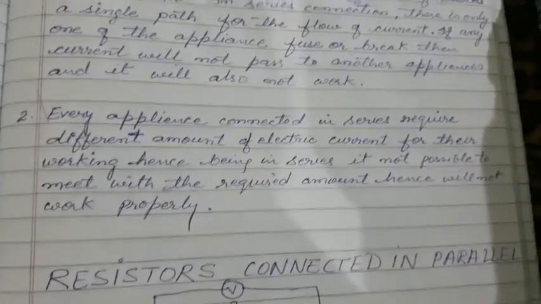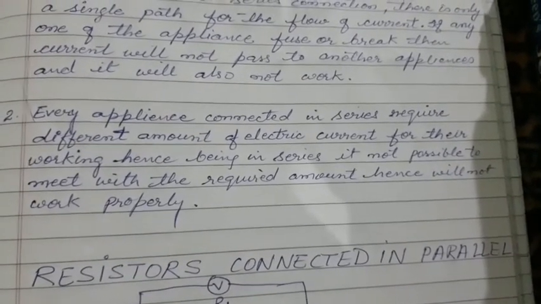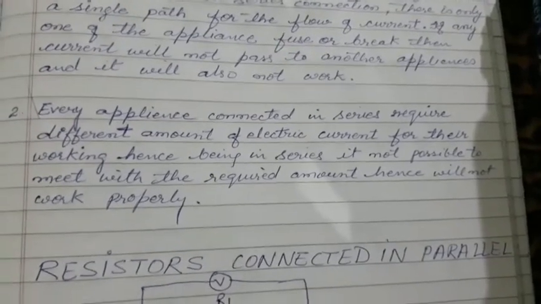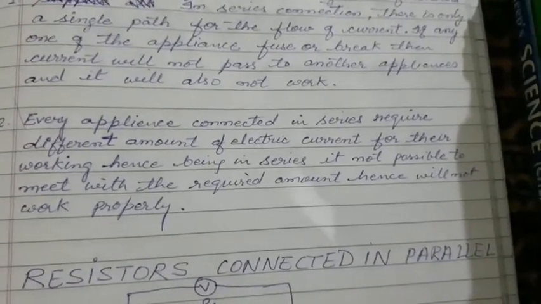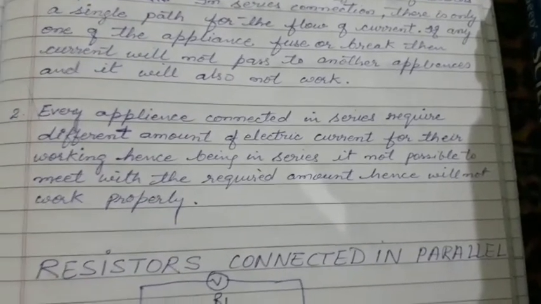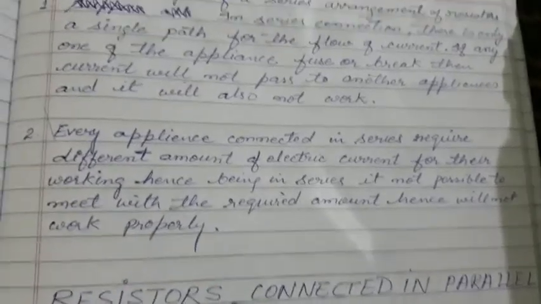And the second disadvantage of this is that every appliance connected in series requires a different amount of electric current for its working. Hence, being in series, it's not possible to meet the required amount of current, and hence it will not work properly.